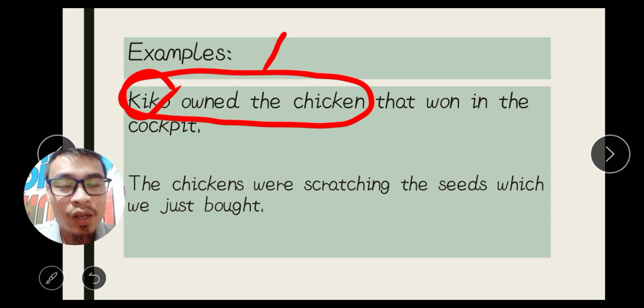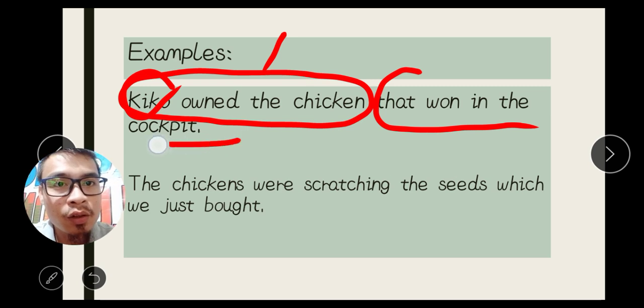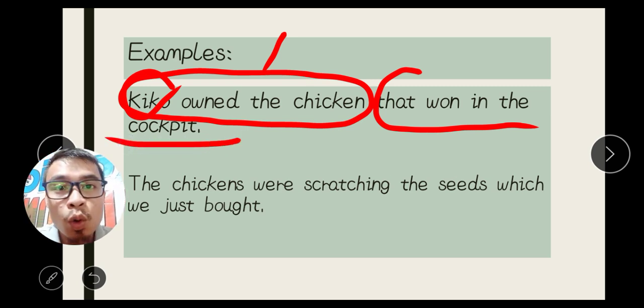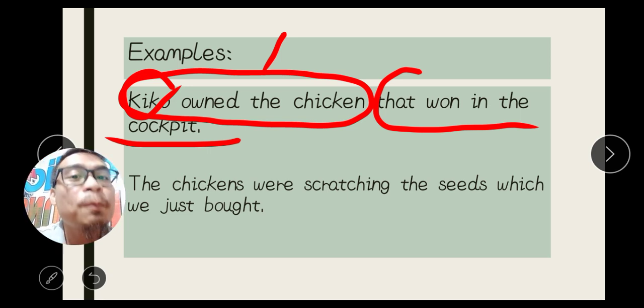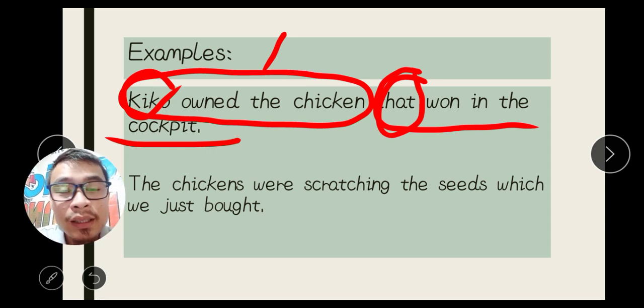Kiko owned the chicken. While in the second phrase, or what we call subordinate clause, it starts from here and then goes in here. That won in the cockpit. Why? Because there is the presence of the relative pronoun that. This one. That. So that won in the cockpit is our subordinate clause. So easy to determine actually.